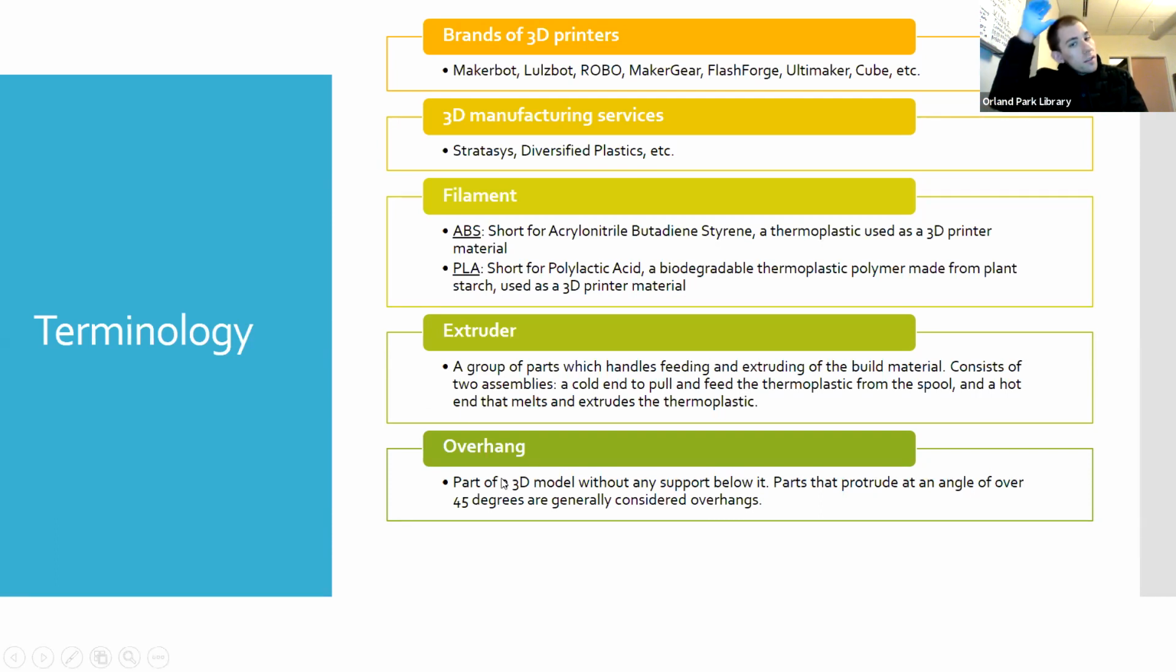And then there is a thing called overhang, which is part of a 3D model without any support below it. Parts that protrude at any angle over 45 degrees are generally considered overhangs. What that means is that when you make a 3D model, it sometimes needs support, depending on how big the object is, so that it's not going to come out lopsided or anything. So that's why there's such a thing as overhangs.